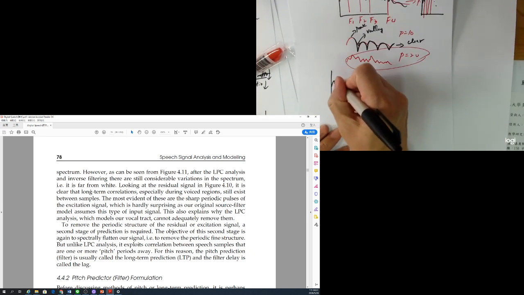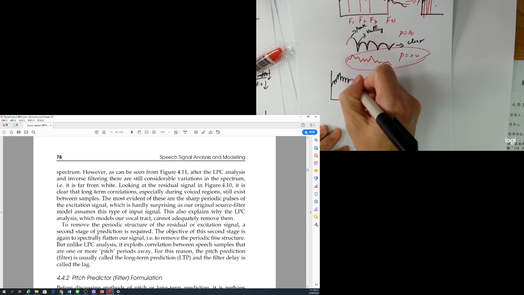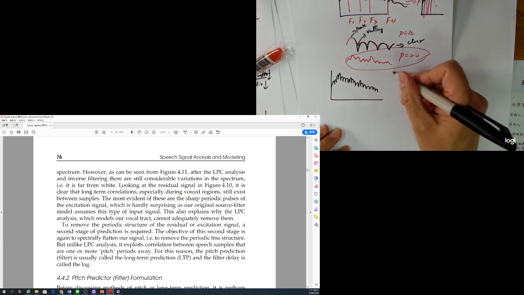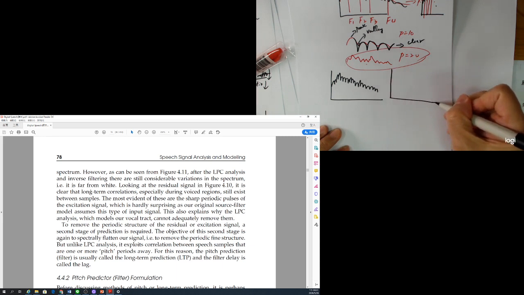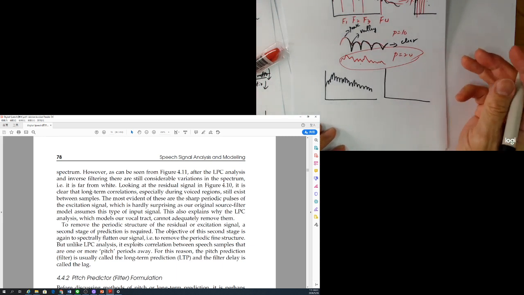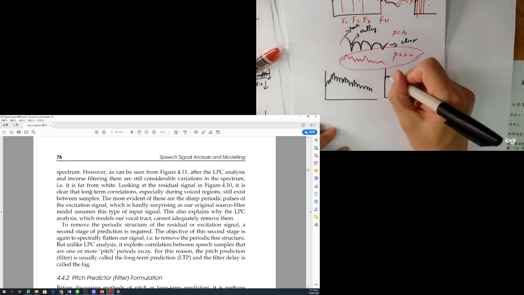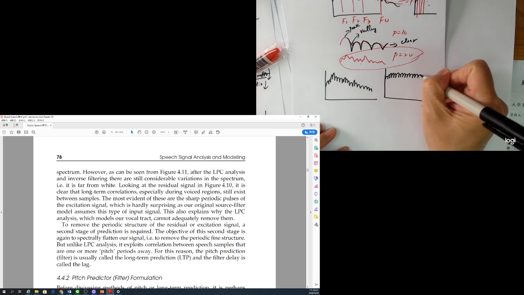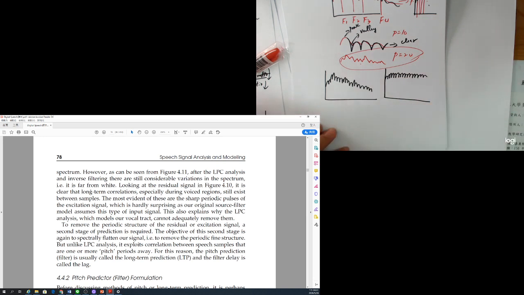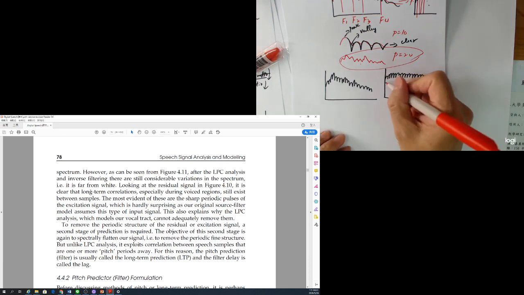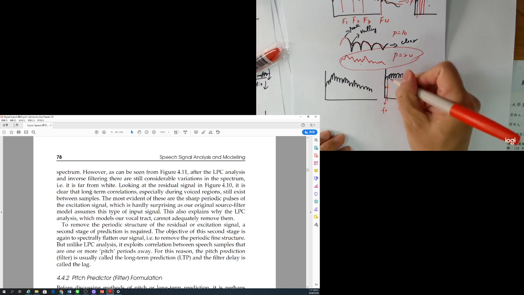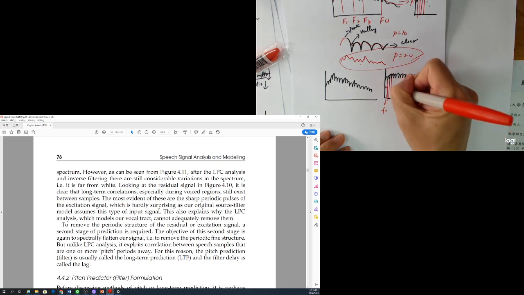When we draw this, the original signal in the frequency domain could look like this one, and the original signal with the LPC signal removed could look like this one in the frequency domain. Right now we have to find their harmonics. What's a harmonic? A harmonic signal looks more like this. We call it F0.